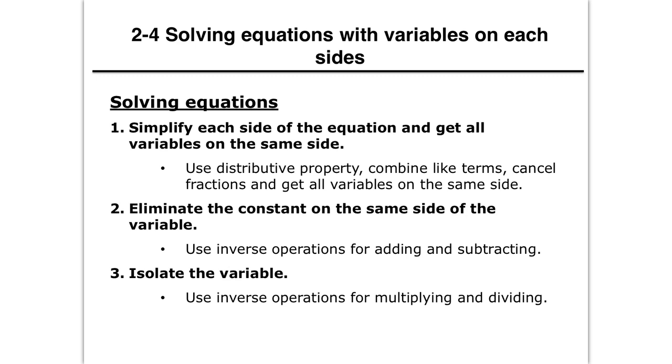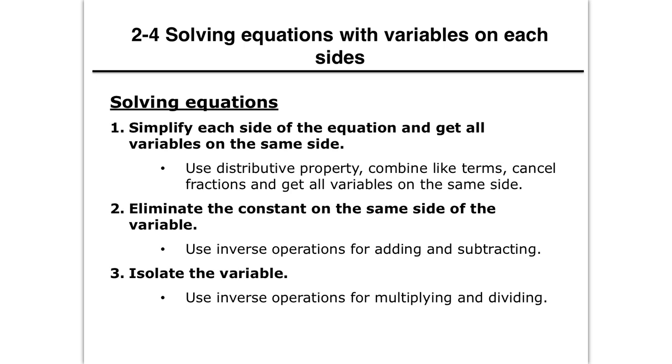Let's look at step number one. Here it says to simplify each side of the equation and get all the variables on the same side. Now to do that, we are going to use the distributive property. We are going to combine like terms, and that's what we're going to do today. We're going to distribute and combine like terms. If we have fractions, we can cancel the fractions, so it makes the equations a little bit easier. And we must get all the variables on the same side. Now that's step number one, which is a lot of things to do, but once you do that, you can solve for the variable a lot easier.